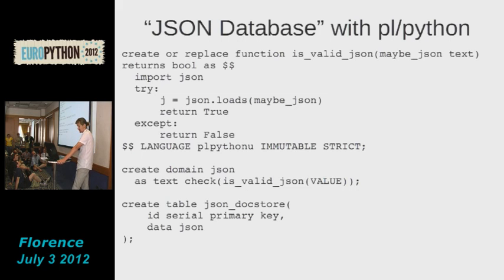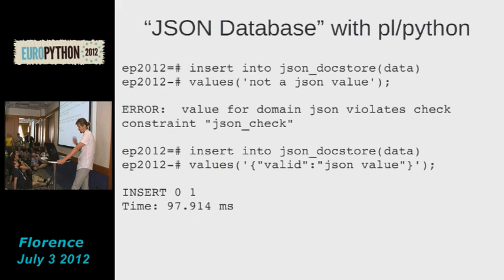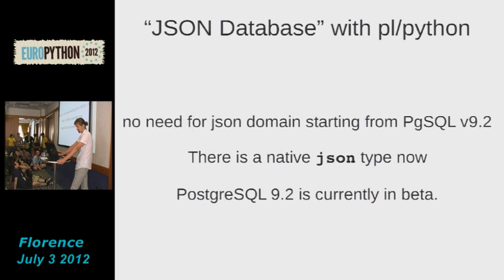Anyway, this way you can define a type in the database with some conditions which are always checked when the type is used. And see, if you try to insert something that is not a valid JSON document, then you get an error. And if it is, then it gets inserted just fine. The JSON data type is now added to Postgres 9.2, so soon you don't need to create your own domain in case you want to use JSON.